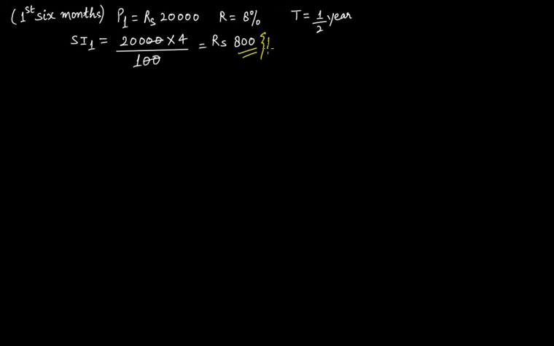Now tell me, what will be the loan amount? Loan amount is equal to this P1 plus SI1, and it is equal to rupees 20,800. Okay. Now, this loan amount will be the principal amount for the next period of 6 months. So this is the second period of 6 months.